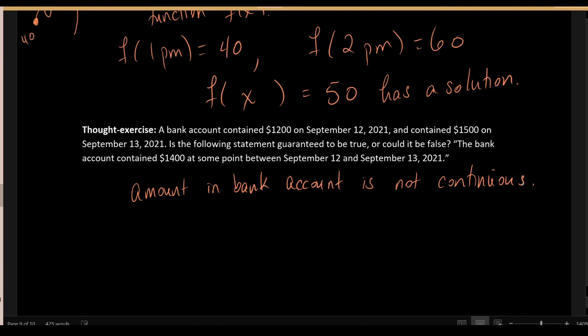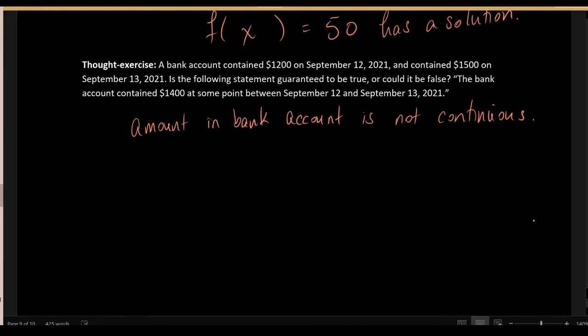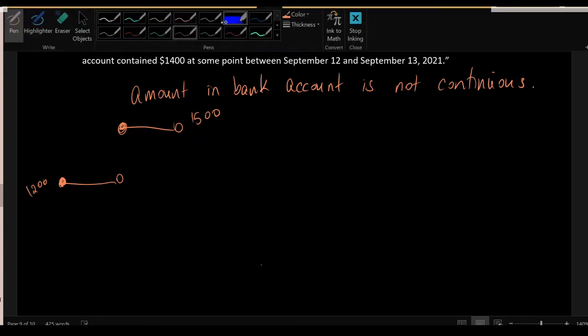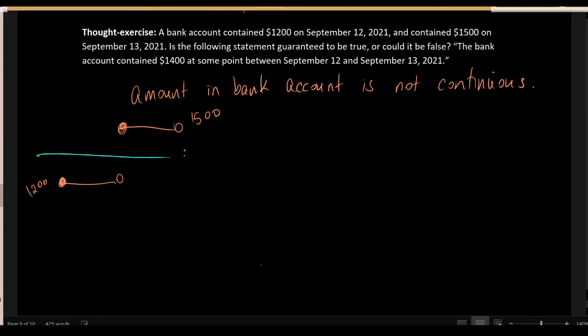The amount in a bank account can totally jump up or down by large amounts. So it's completely feasible that on the 12th of September, the value in this bank account was $1,200, and then someone made a sudden deposit, and the value in the bank account jumped to $1,500, without ever having to achieve this intermediate value, this middle value of $1,400 along the way.